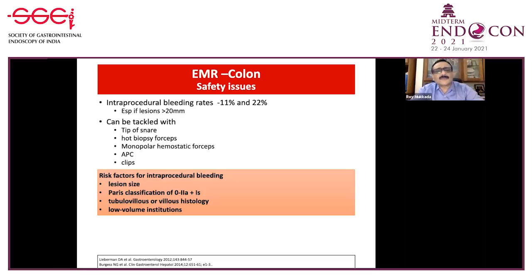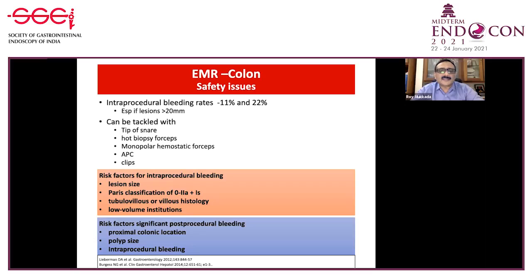The risk factors for intra-procedural bleeding are mainly the lesion size and Paris classification of 2A or 1S, tubulovillous or villous histology, and low volume centers. Risk factors for significant post-procedural bleeding are a proximal colonic lesion and, as I've mentioned, a larger polyp size. If there is intra-procedural bleeding, the chance of post-procedural bleeding is also high.